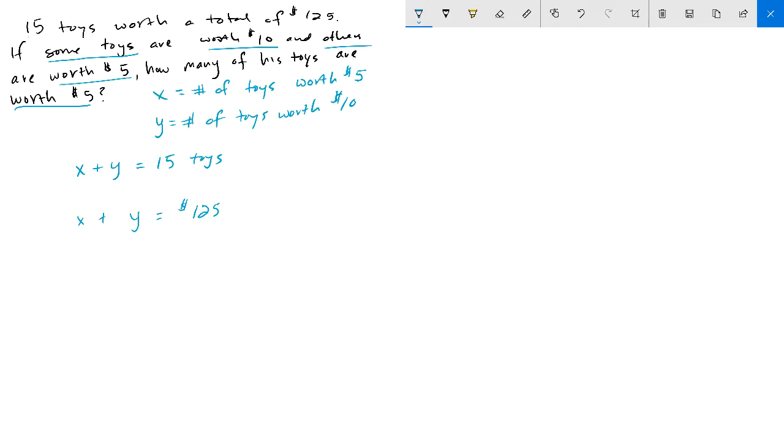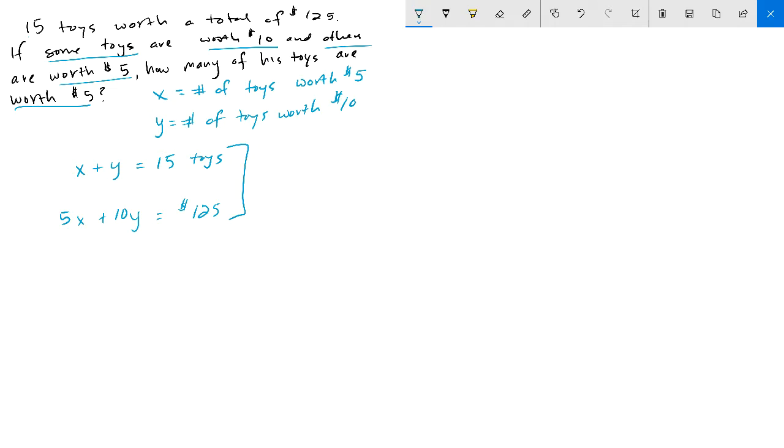Well, in order to do that, we just need to write down the worth of toys that are variable x and toys that are variable y. Each x is worth $5 and each y is worth $10. And if we add their total worths together, we should get the total worth we were told in the problem, which is $125. Great. Now we have this system of equations.